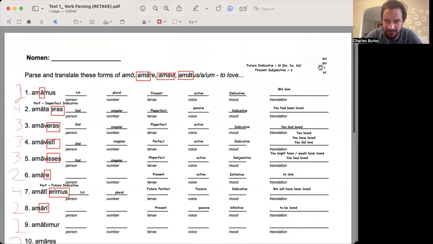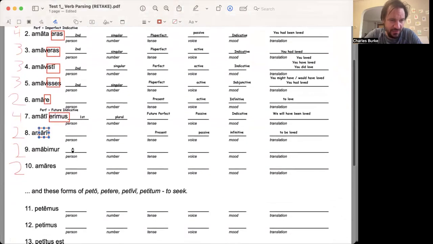Remember up here, first thing I noticed when I said it was first conjugation is that bi will be my future tense marker. So the thing I notice right now is that bi in amabimus. And so I tell you it is future indicative.